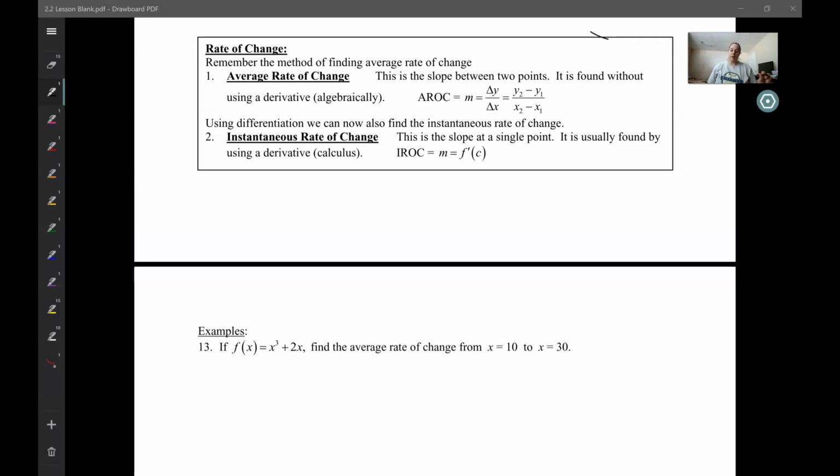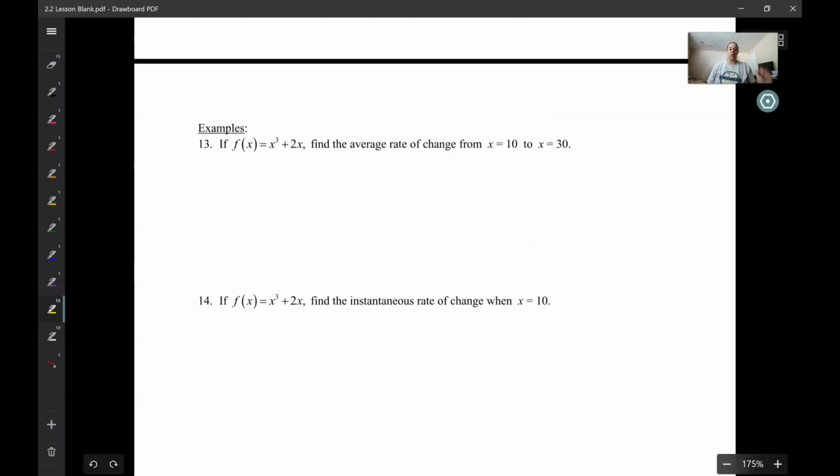Okay, last video for 2.2. Once again, let's talk about average rate of change, or I should say rate of change. Remember when we talked about rate of change, we have two types. We have average rate of change, which is your slope formula. And now you have instantaneous rate of change, which is the derivative. Those are the two types that we have. So let's do an example of each just to refresh.